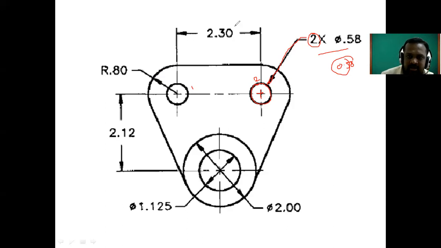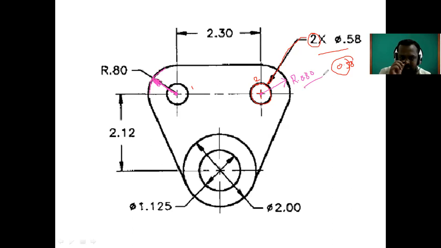Again, see carefully. Here they have given the dimension in such a way that from this point they have given this radius. What is this radius? It is R0.80. From this point, in a similar manner, the radius of this curve is also R0.80.